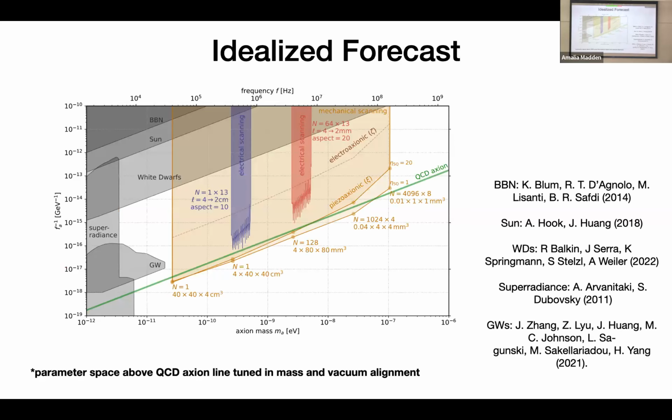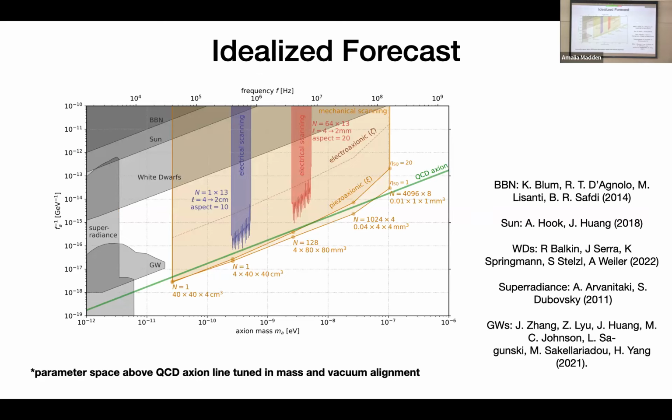So here's our ideal forecast. For those at the back that might struggle to see this, the axion mass is along this axis. We're looking at a range from around 10 to the minus 11 to 10 to the minus 7 electron volts, which is frequencies from around 10 to the 4 to 10 to the 8 hertz. And this yellow region here is all of the parameter space that we think this experiment could potentially reach.